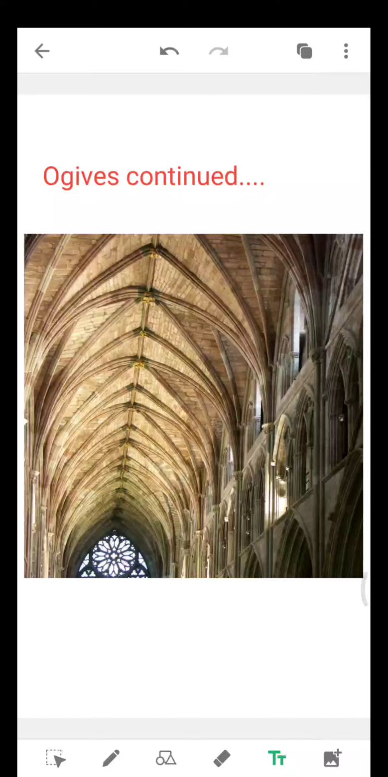So I was discussing the application of ogives. This is another application of ogive. You can see here the designing of palaces. You can see curves here. So these curves are nothing but ogives. Okay. There are many more examples.